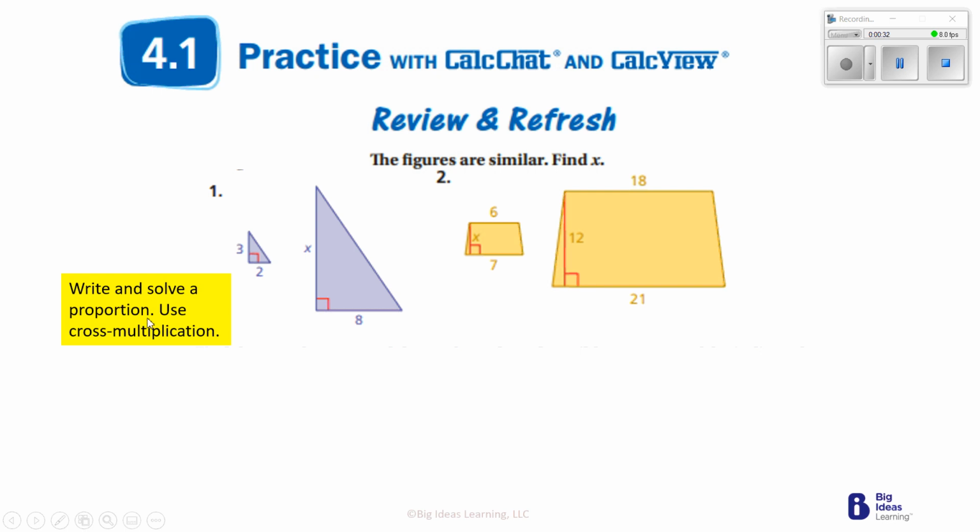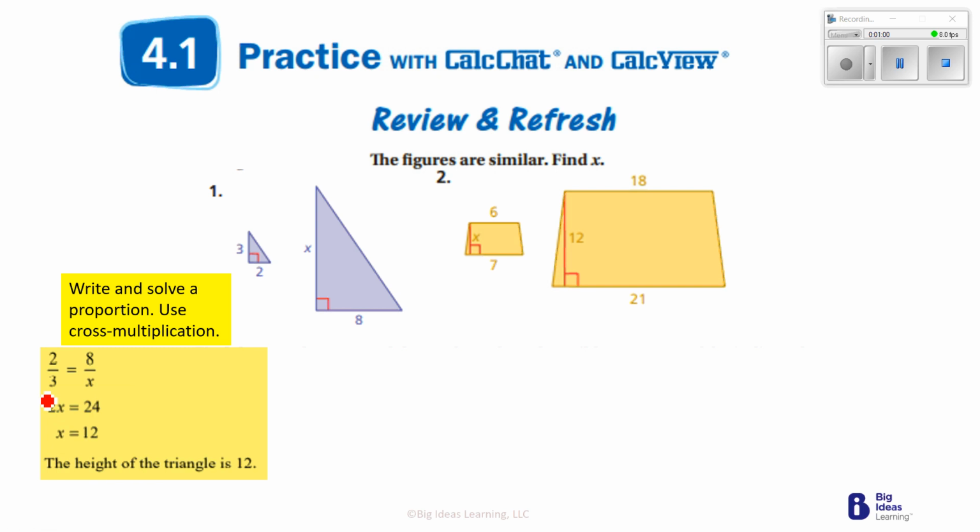Write and solve a proportion, use cross multiplication. I see that I have 2 to 3, and I'm going to have 8 to x. This means I'll take 2 times x. That has to equal 3 times 8, which is 24. Now to separate 2 from x, that's going to give me 2x divided by 2. Whatever I divide from one side, I divide from the other.